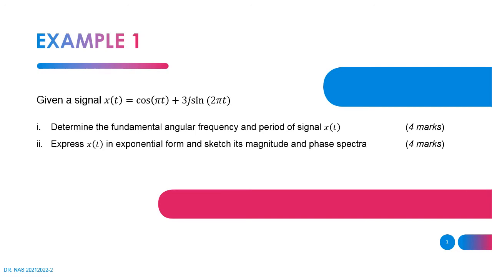Given a signal as shown, x(t) equal to cos(πt) plus 3j sin(2πt). You need to determine the fundamental angular frequency and period of signal x(t). So what is the fundamental angular frequency? It is ω0 in radian per second, and the period of the signal is T. Okay, and then the second question, you need to express it in exponential form, and then you need to sketch both the magnitude and phase spectrum.